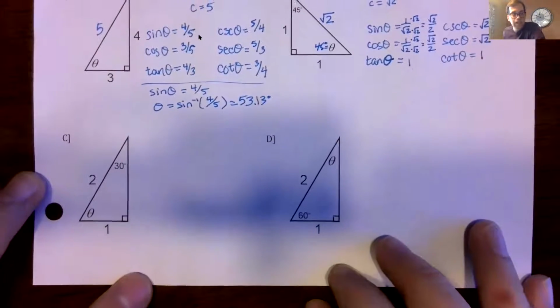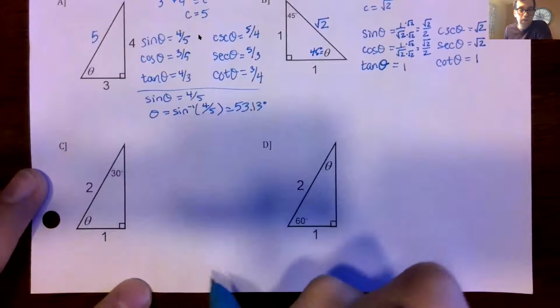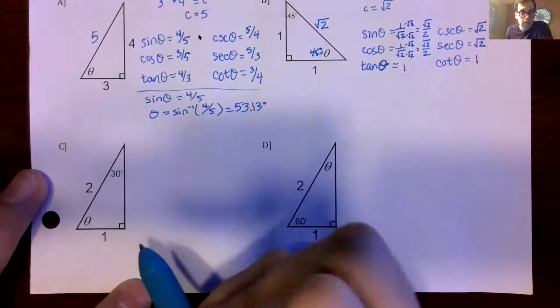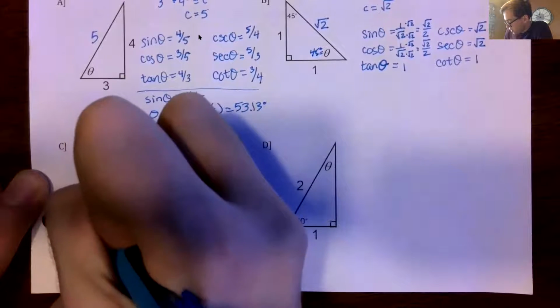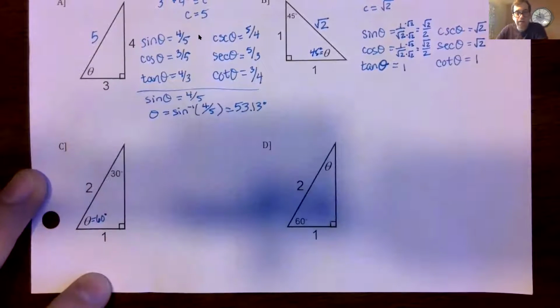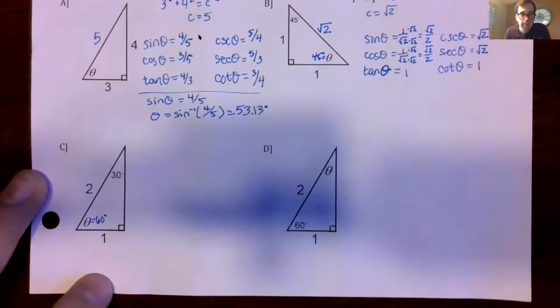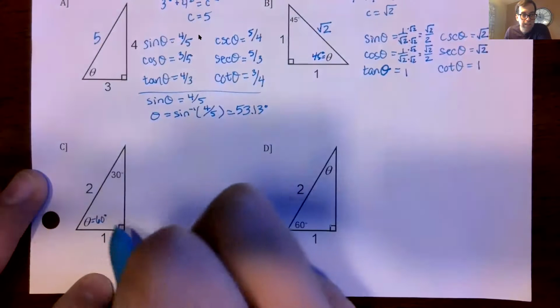Let's look at letter C. So now we have another special right triangle, which is a 30, 60, 90 triangle. You might remember that from algebra 2 as well. That's our two types of special right triangles. We got the 45, 45, 90 and the 30, 60, 90.